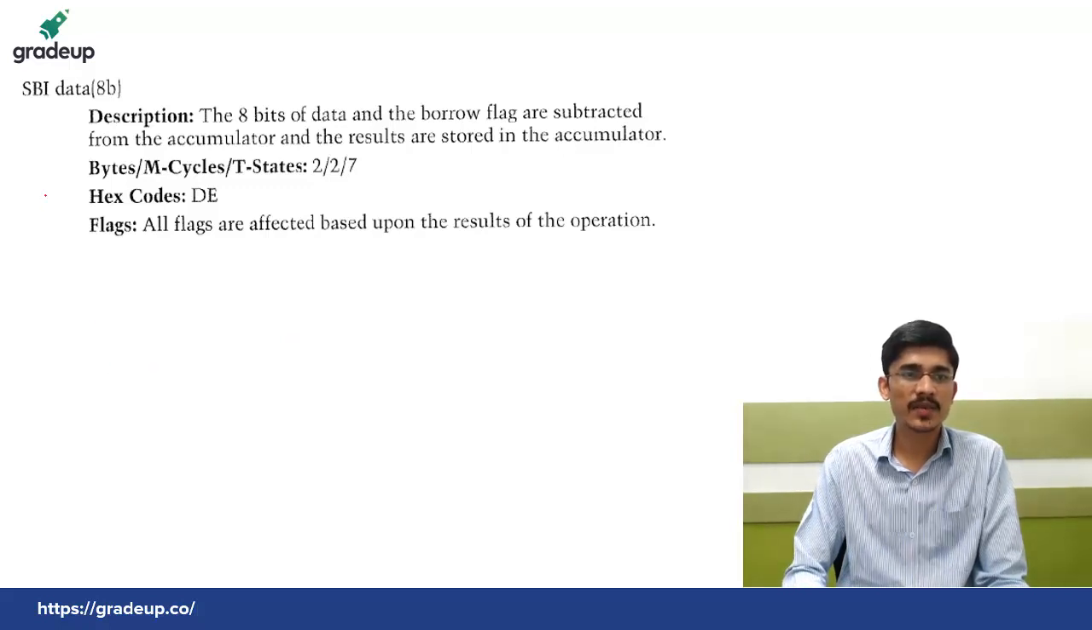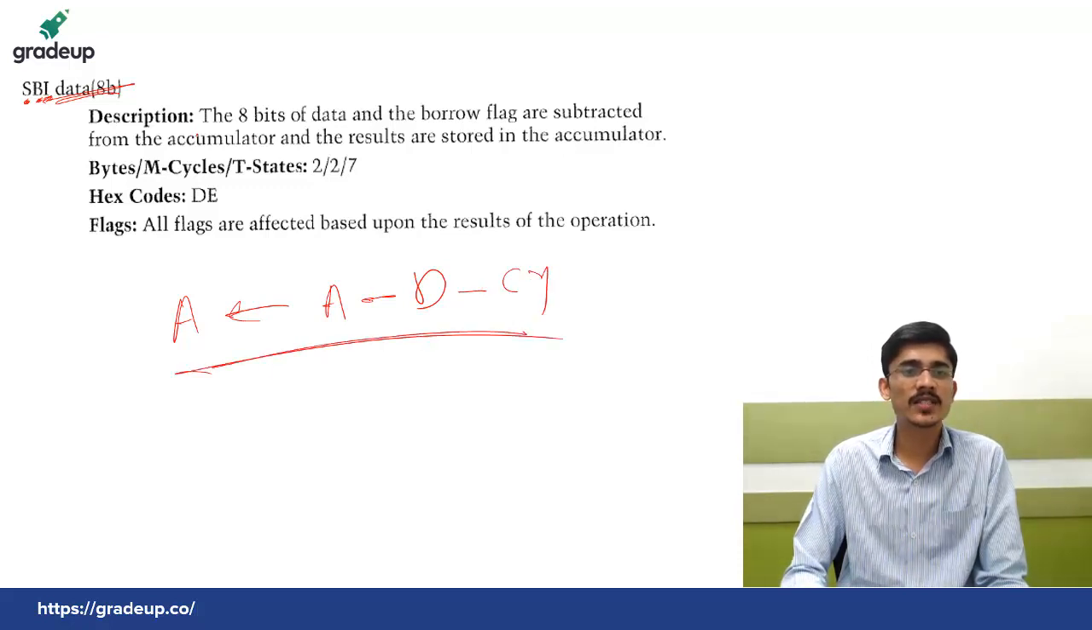Instead of add, it is subtract. So subtract, C, this I indicates immediate 8-bit data, this B indicates with borrow, and this S indicates subtraction. So the contents of the accumulator with the corresponding register, suppose D, as well as carry. So this is going to happen. So let's see the 8 bits of the data. Suppose the data given is 20, suppose 12 is the data. The 8 bits of the data and the borrow flag, so carry here is called the borrow, are subtracted from the accumulator, and the results are stored in the accumulator.